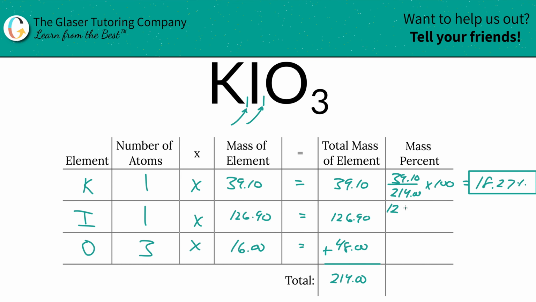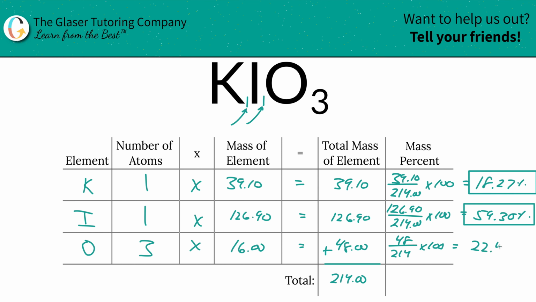So that's the percent for potassium. Iodine, then we're going to take the total, 126.90, divided by the total mass of the entire compound. Simply multiply that by 100. And the percent of iodine now is going to be 59.30 or so, if you consider the rounding, right? And then last but not least, oxygen, you're going to take the total mass of the oxygen divided by the total mass of the compound. Don't worry about the zeros. They matter with sig figs, but quite honestly, who really cares about sig figs, right? So this is going to be 22.43 or so. And that takes care of that.